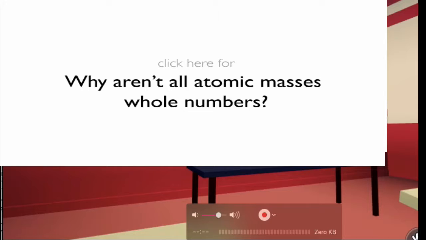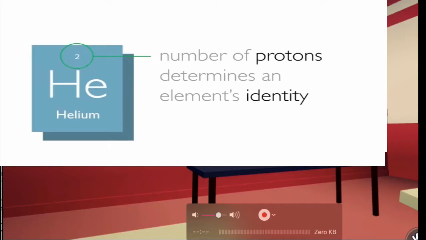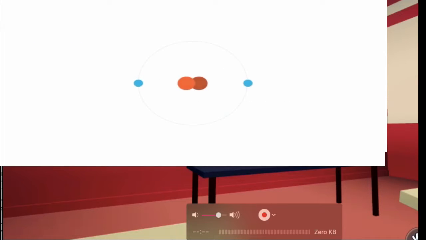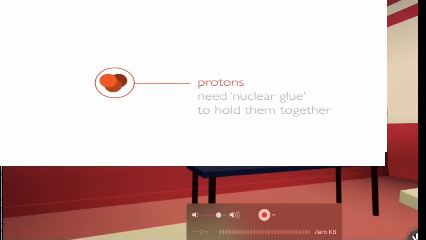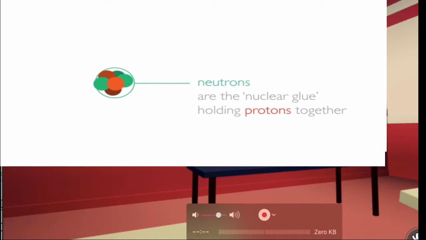You understand this video. The identity and chemical properties of any atom are determined by the numbers of protons in its nucleus. As atoms get bigger and heavier, the nuclei get bigger and heavier, and the protons need a sort of nuclear glue to help hold them together. Neutrons provide this glue and prevent the positive charges of protons from repelling each other, thanks to something called the strong nuclear force.